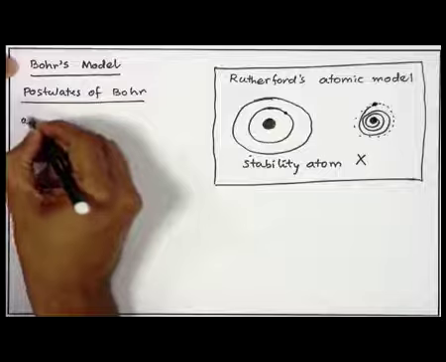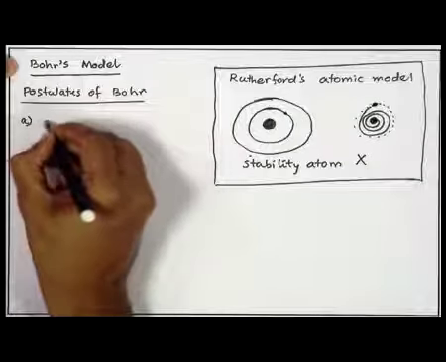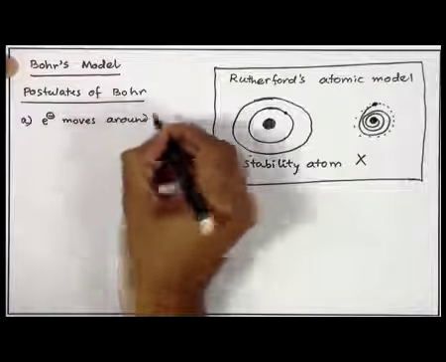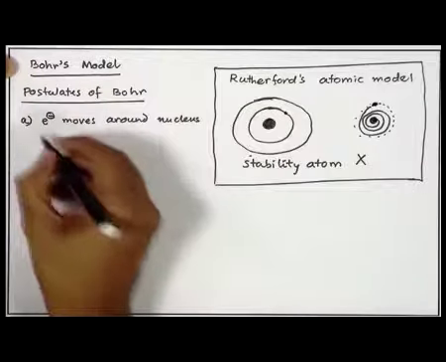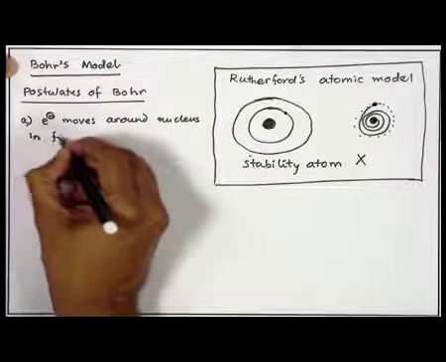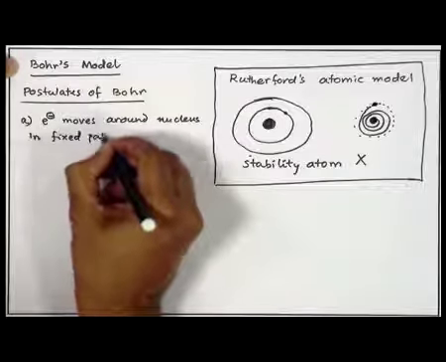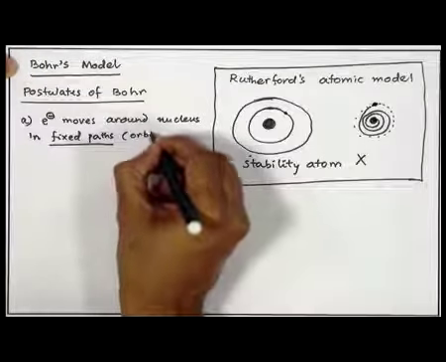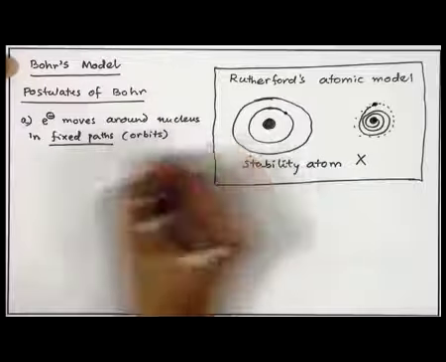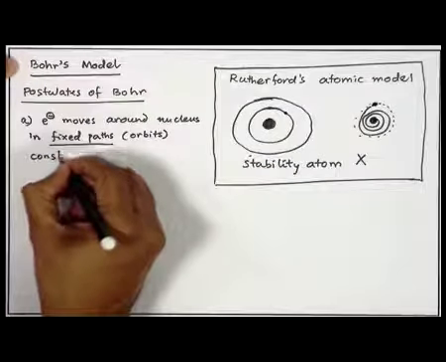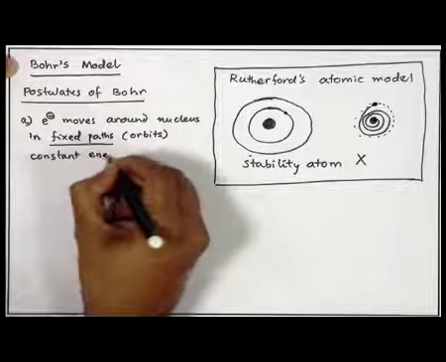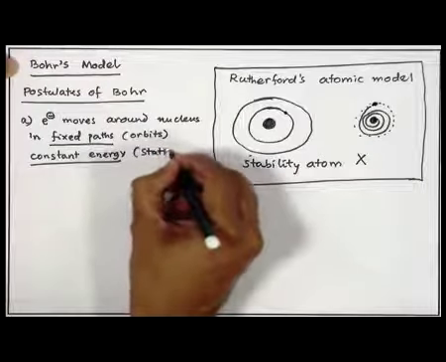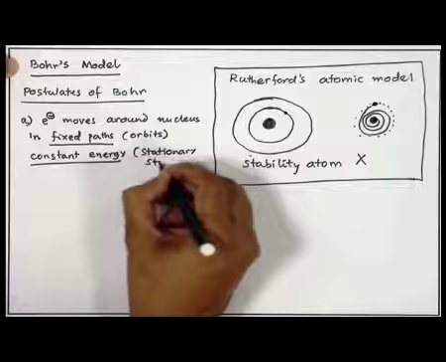Bohr first suggested that the electron moves around the nucleus in what he called fixed paths. He called them orbits. These fixed paths have constant energy, or a fixed value of energy, and he called them stationary states.